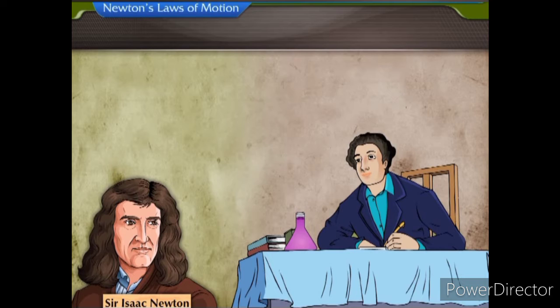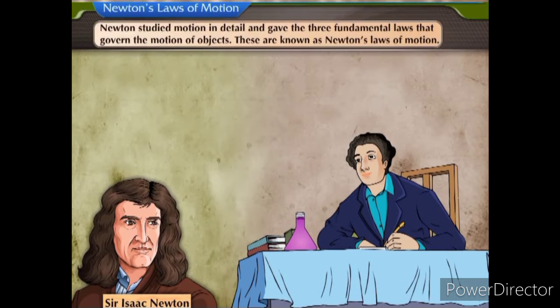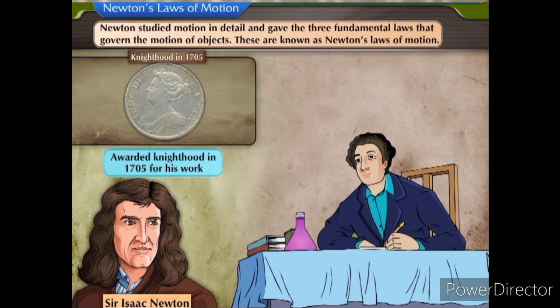Sir Isaac Newton was a great experimental physicist as well as a great mathematician. He studied motion in detail and gave the three fundamental laws that govern the motion of objects. These are known as Newton's laws of motion. Newton was awarded a knighthood in 1705 for his work, and he became Sir Isaac Newton. Let us now study Newton's laws of motion in detail.